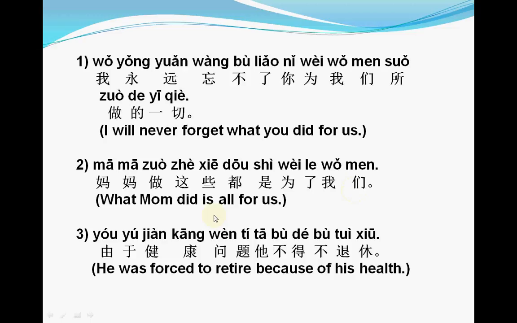Okay, next sentence. 由于健康问题, 他不得不退休. 由于 means because, due to. 健康 means health. 问题, issue, problem. 他, he. 不得不, had to. 退休 means retire.